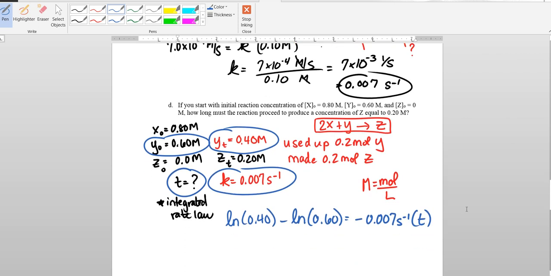When I go through and solve for this, I didn't write down what the actual numbers are, but you end up with t being 58 seconds. So the natural logs end up being unitless numbers. Remember, be careful about your negative signs, and you end up with a unitless number divided by the inverse of seconds, so the answer is going to be in seconds.